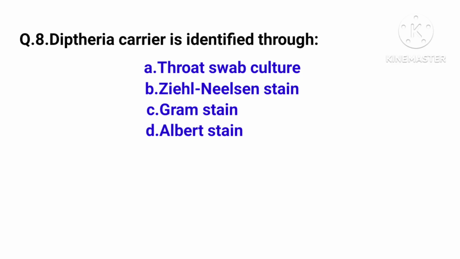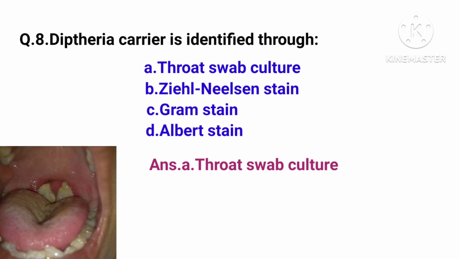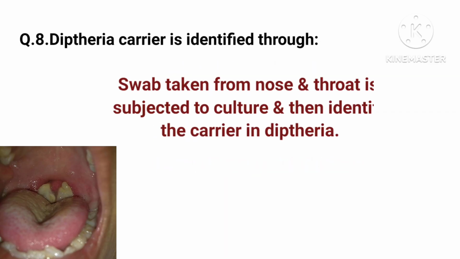Diphtheria carrier is identified through throat swab culture, Ziehl-Neelsen stain, Gram stain or Albert stain. And here the right answer is option A, throat swab culture. Swab taken from nose and throat is subjected to culture and then identify the carrier in diphtheria.